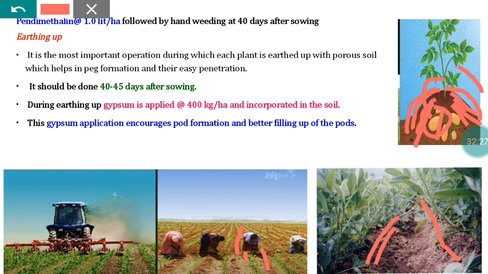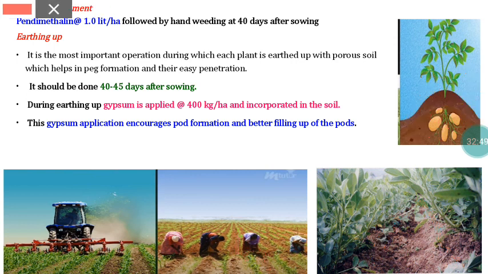In addition to that, applying gypsum will also loosen the soil. Another thing is that calcium is normally known as the policeman of the soil, which does the ionic regulation within the soil. Once an adequate amount of calcium is available in the soil, it will regulate the movement of the required micronutrients in the plant system. So the earthing up operation is a very important operation. It should be done on the 40th to 45th day after sowing, and during that time we have to apply gypsum also.